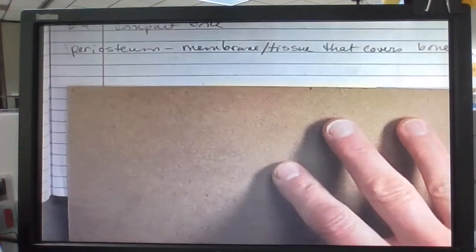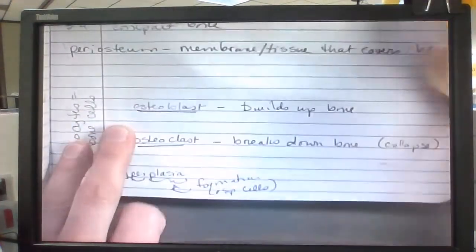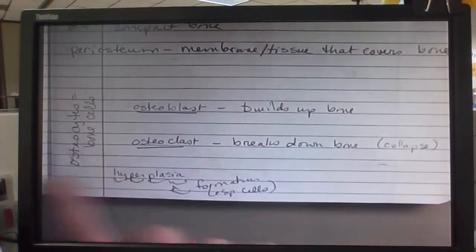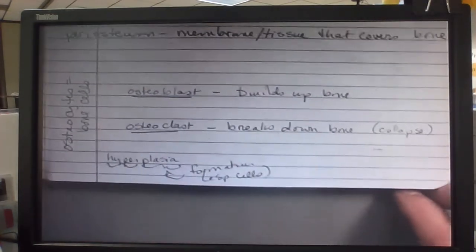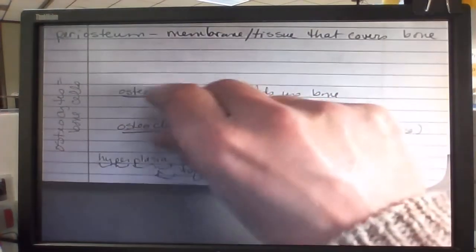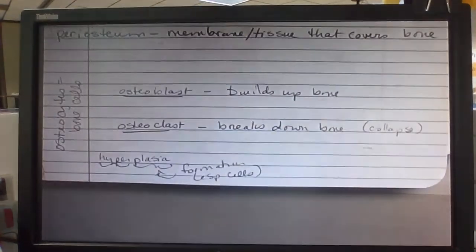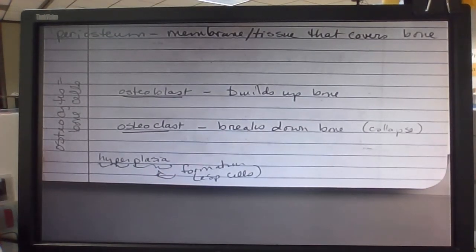Okay, so next, bone cells. So on the side over here, osteocytes are bone cells. And there are 2 types of osteocytes. So you ask a question, which is the type of osteocyte that builds bone? You got it, you can find it real easily. Osteoblasts build bone.